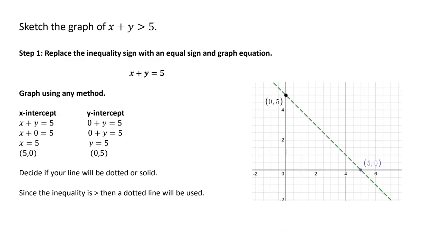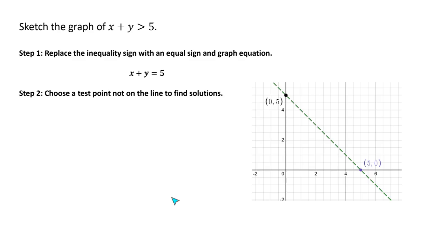Sometimes instead of a dotted line, they might call it a dash line. But either way, it will be a dotted or a dash line. So here are my intercepts, and then here's my line. Okay, and notice that it is dotted. And so now we're going to move on to the second step.